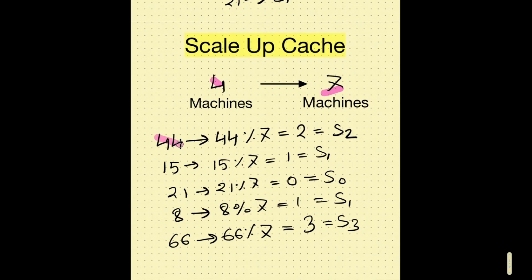So for user ID 44, now instead of modding by 4, we're modding by 7, because our number of machines just increased from 4 to 7. That is giving us server 2. For 15, it's giving us server 1. 21, it's giving us server 0. 8, it's giving us server 1. And 66, it's giving us 3. So we're doing the exact same thing, except instead of modding by 4, we're modding by 7, because our number of caching machines just scaled up from 4 to 7.